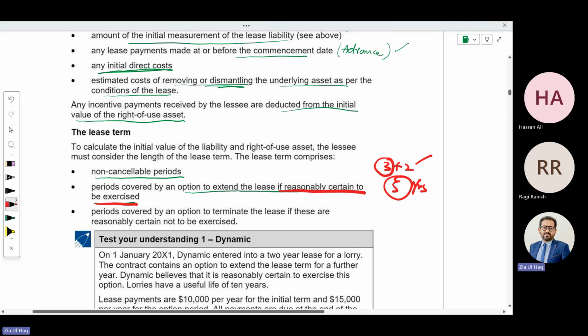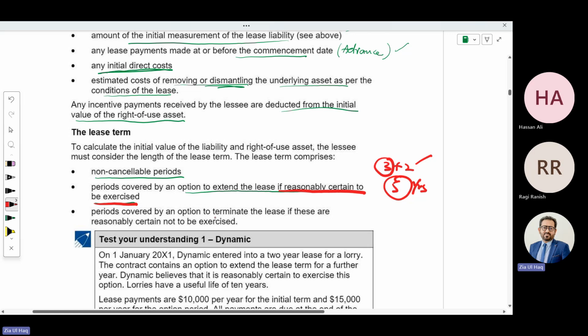Initially, you have signed a contract for a 3 year lease. The lessor has provided you some option, like you can further extend the lease for 2 more years. And if there are high chances you will extend, then the lease time period will be 5 years, meaning initial non-cancelable plus extended time. If there are less chances you will use that extended time period option, then the lease time period will be considered 3 years.